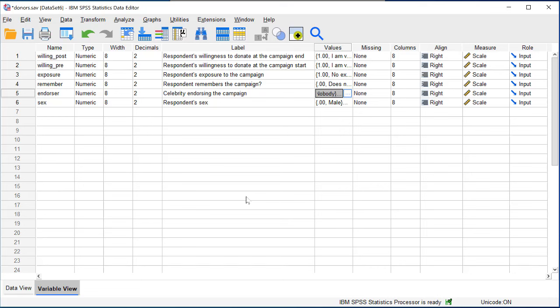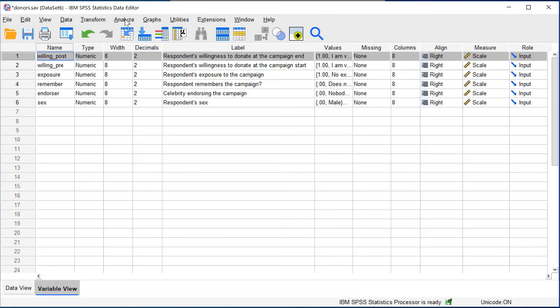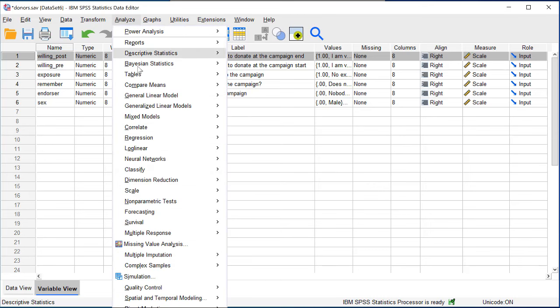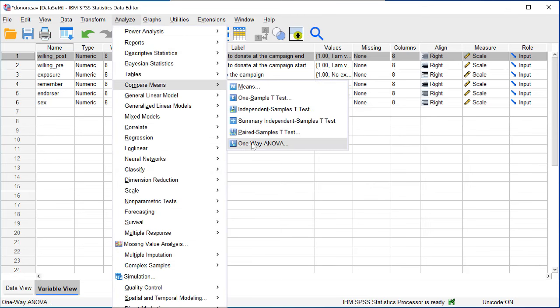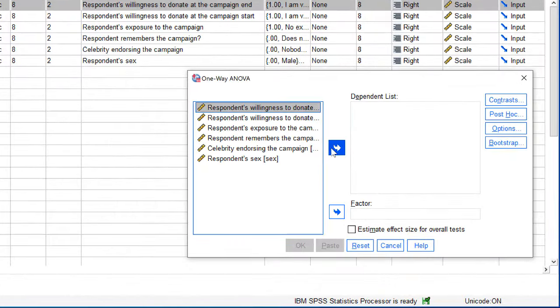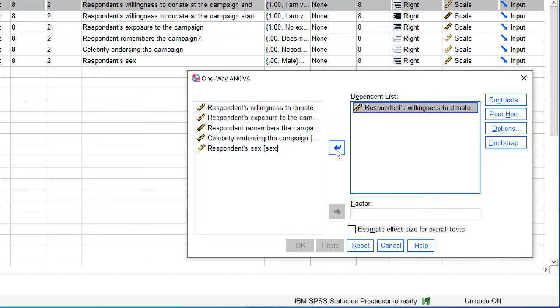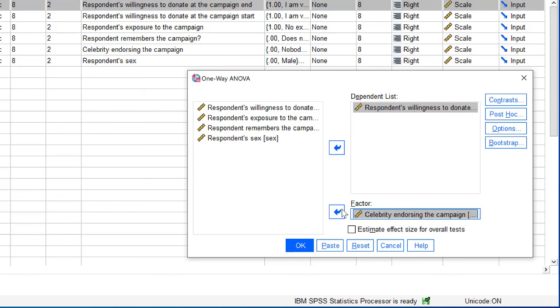If we want to investigate the association between a categorical variable containing three or more groups and a numerical variable, such as respondents' willingness to donate, we must use one-way analysis of variance. We find one-way analysis of variance under compare means. We must select a dependent variable, and let us select willingness to donate at the end of the campaign. We also must select a categorical variable as the factor.